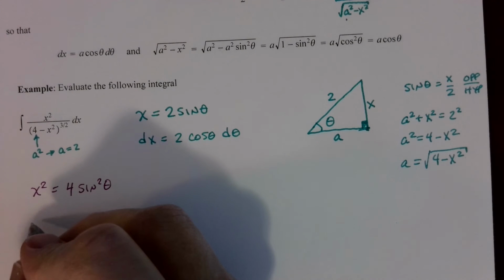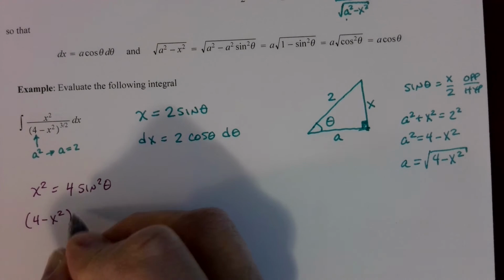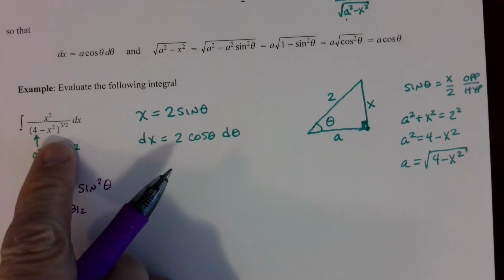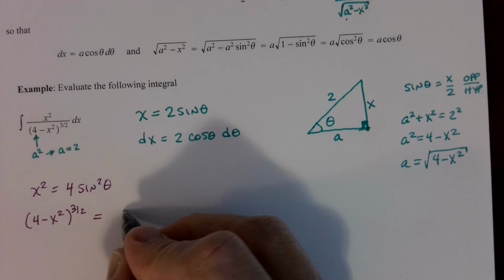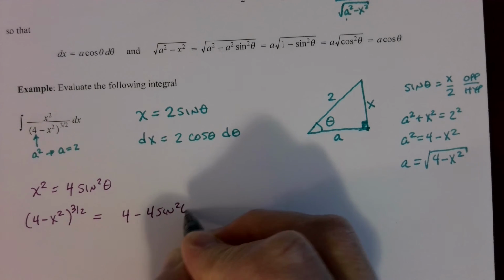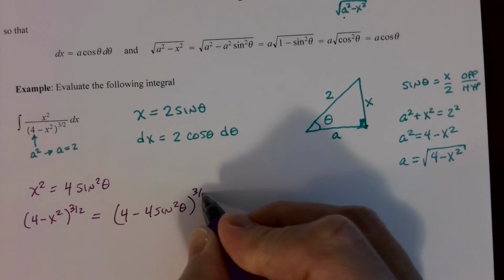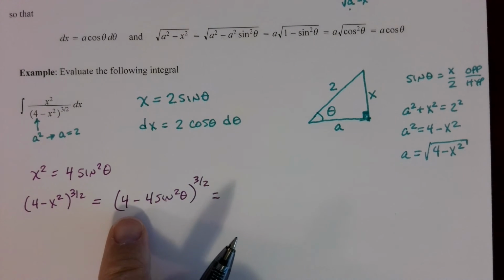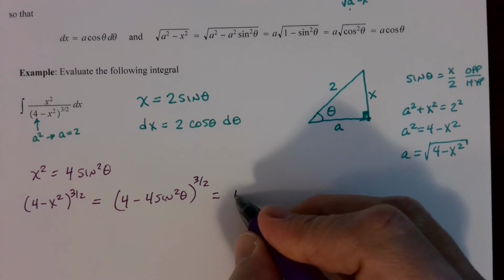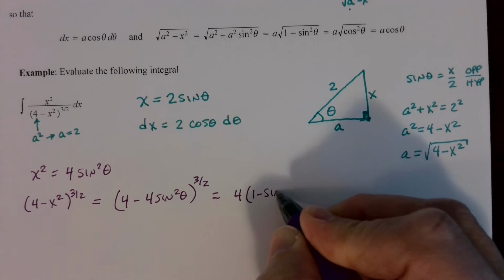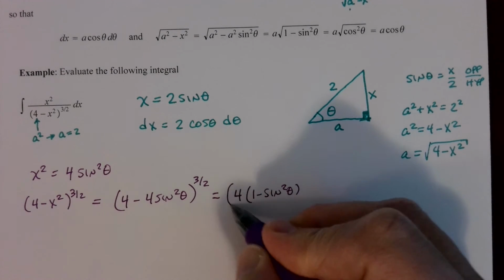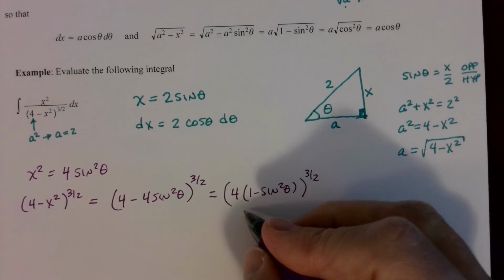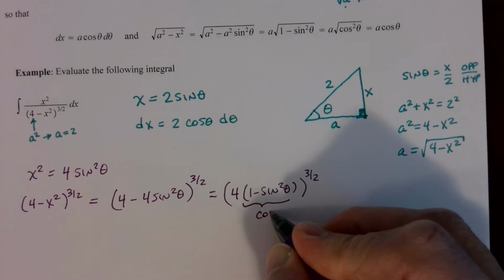Okay. What about the 4 minus x squared to the 3/2? So I've got the dx covered. I've got x squared covered. What about the denominator here? Well, that's going to be 4 minus 4 sine squared theta, all to the 3/2. All right. And notice I can factor out a 4 from here, leaving 1 minus sine squared theta. Remember, this is all inside the 3/2 power. And then this 1 minus sine squared theta we know is what? By the Pythagorean identity, that's cosine squared theta.